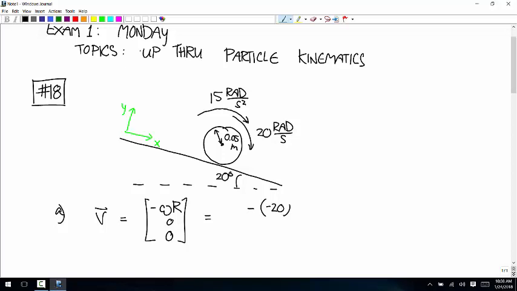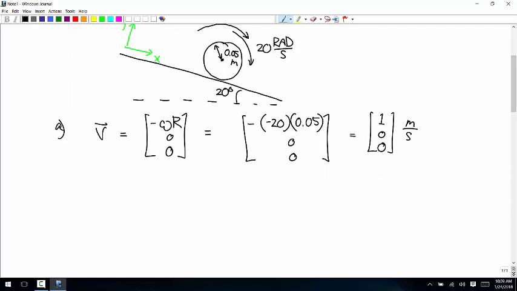So negative 20 times 0.05, and 20 times 0.05 is just 1, right? So 1 meter per second. That's in that rotated coordinate system. So you need to think of what that would be in the non-rotated coordinate system. Here's one of several ways to do it.